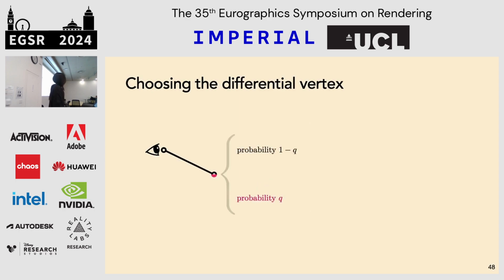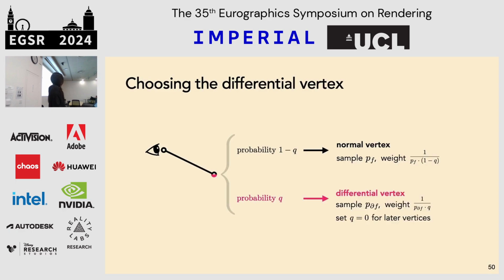So at each vertex on the path, we first randomly decide with probability Q whether the current vertex is the differential one. If we decide that it is not, then we sample the next direction using the standard PDF, and we weigh the contribution of this vertex accordingly. If we decide that the current vertex is the differential vertex, then we sample the next direction using the differential PDF, we weigh the contribution accordingly, and then we set Q to 0 for all subsequent vertices so that there can only be one differential vertex at most on a path. And we note that Q is a tunable hyperparameter, and also that it is possible to sample an entire path without ever choosing a differential vertex.